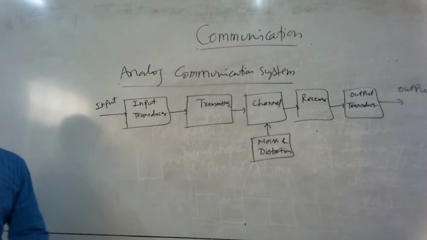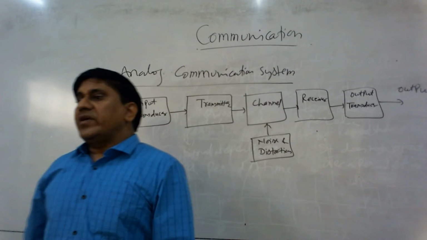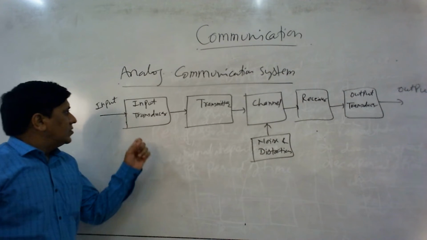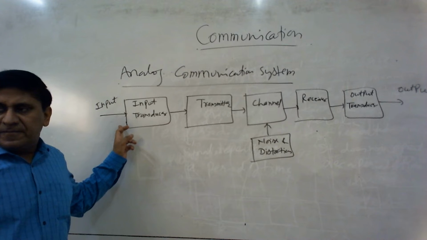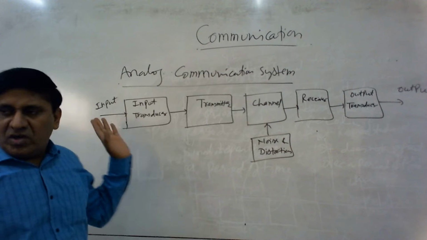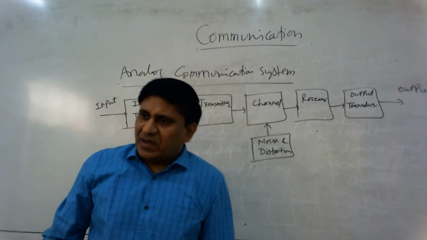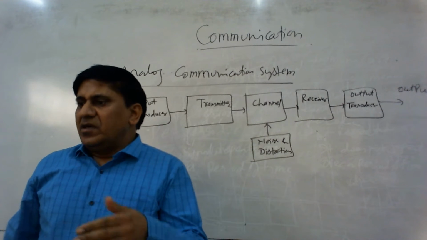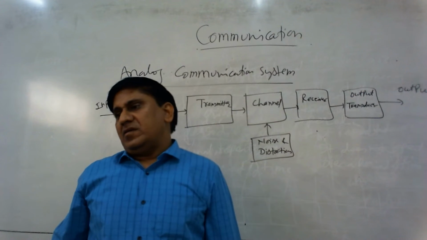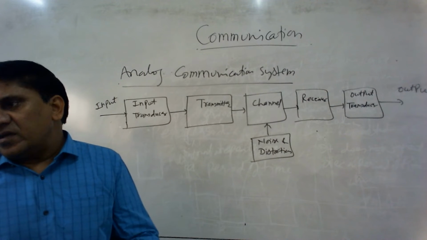This is the block diagram of analog communication system. Are you getting my point? Any doubt? Okay. So this is the input given in the input transducer. The function of the input transducer is to convert one form of energy into another form.